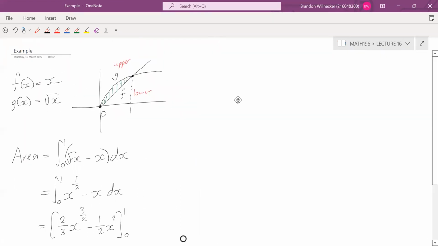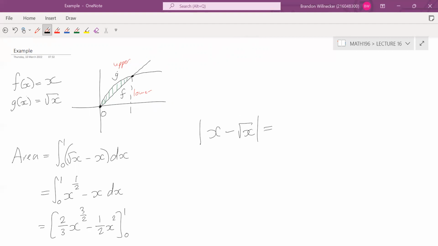Okay, so let's just go through this one more time. You're going to be given two functions, one f, one g. You need to figure out which one is the upper function and which one is the lower function. If you can't do that immediately, like in this case, you would then need to look at the absolute value of x minus root x. And this will give you your two cases, one where one is above the other and vice versa. So that is if you don't know which one is upper and which one is lower.